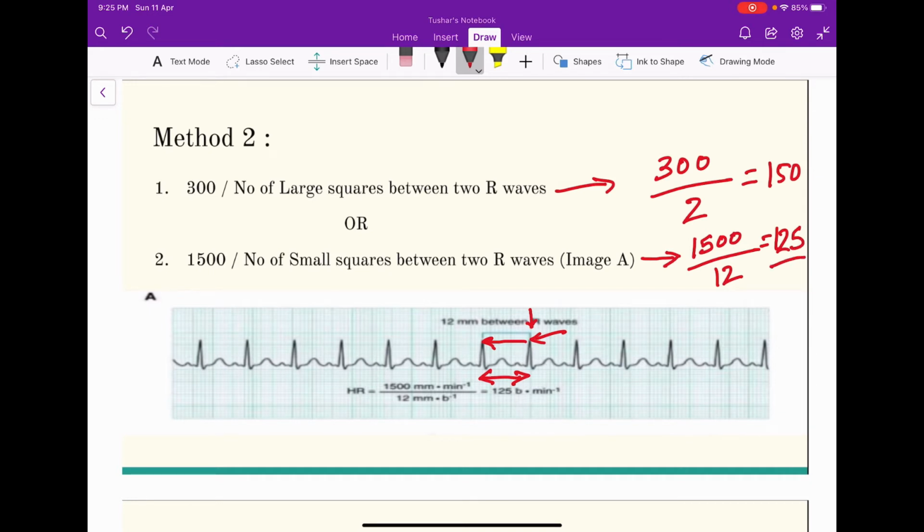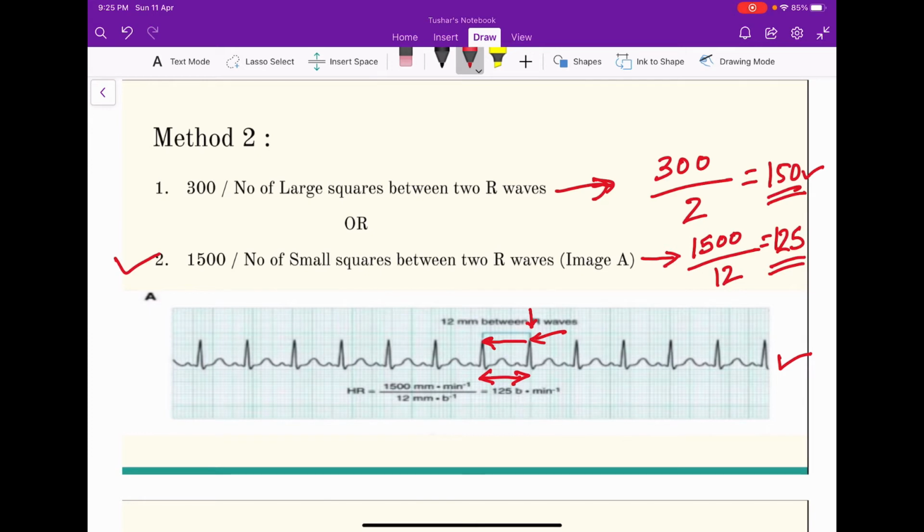So this will be the exact heart rate of this ECG pattern, whereas while calculating the rate by this method, we get a conclusion of 150, which is a gross method of calculating. So if you want to calculate the heart rate in an exact way, this second method is the best method of calculating.